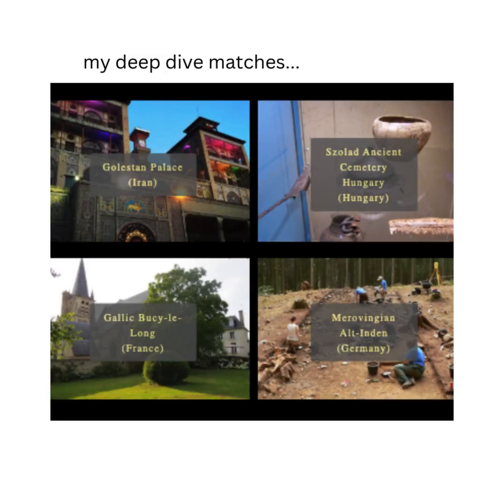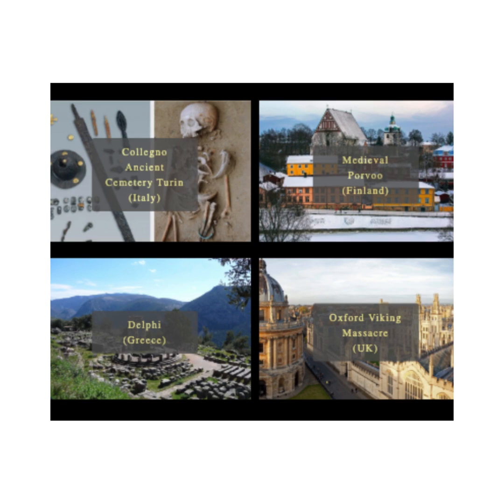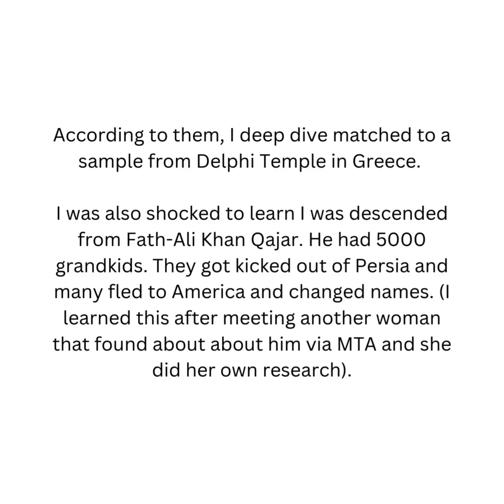Here we have some more matches based on your deep dives from locations. I was pretty stoked to see that I matched a sample from the Apollo Delphi Temple in Greece. And I was really shocked to learn I'm descended from Fath-Ali Khan Qajar. So he had like 5,000 grandkids, according to some versions, and they all got kicked out of Persia. They were actually Turks. Many fled to America and changed their names. I found this out from a lady on social media who also matched to him. And this was according to her research.